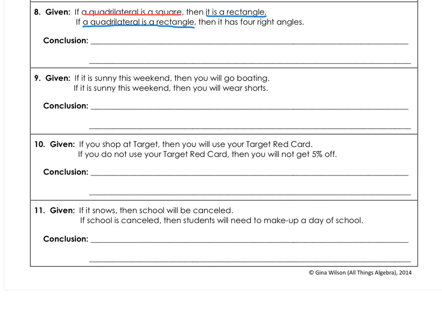It is a rectangle, and so we have a syllogism, and therefore we can identify this last conclusion as being our R. So now we can eliminate this statement and that statement and combine the two remaining and come to our final conclusion. If a quadrilateral is a square, then it has 4 right angles.